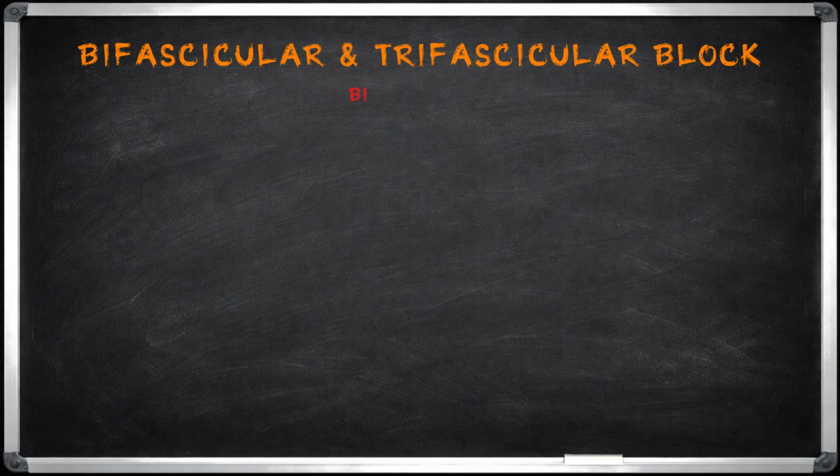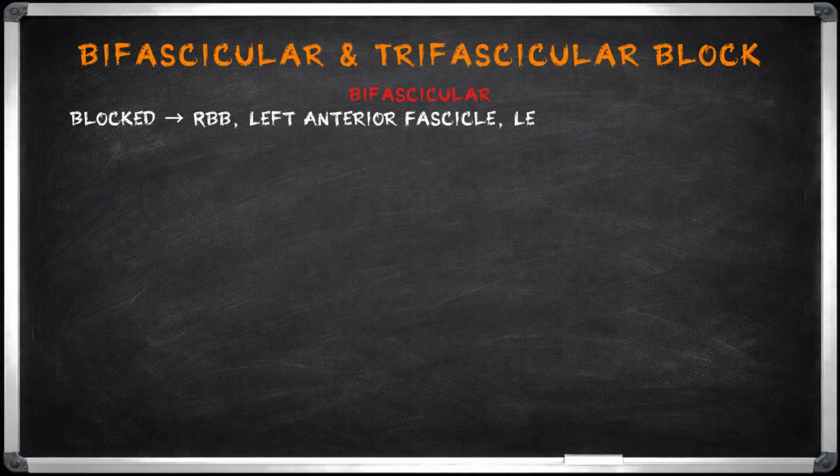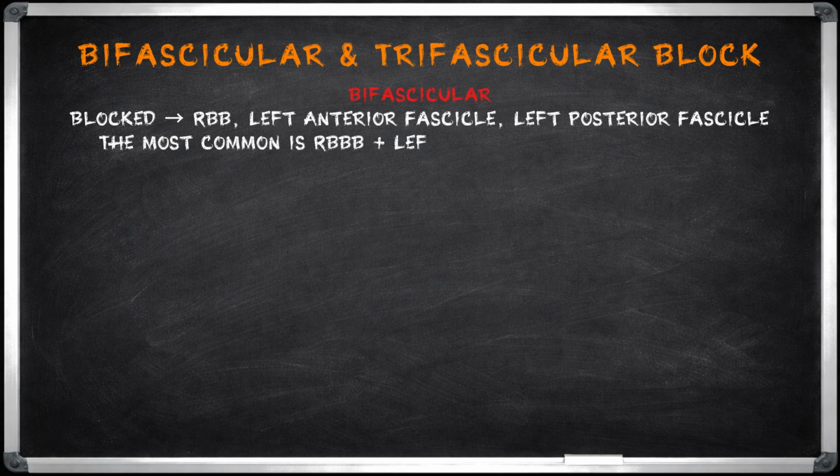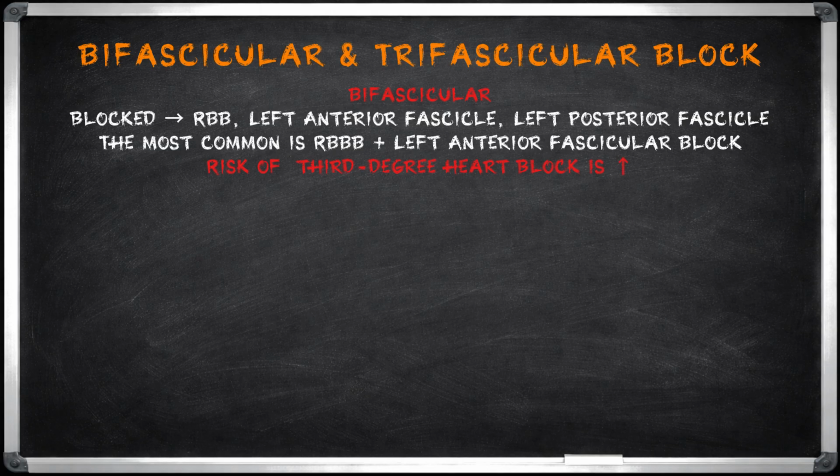Bifascicular block. Any two of these three pathways are blocked. Right bundle branch, left anterior fascicle, and left posterior fascicle. The most common is right bundle branch block plus left anterior fascicular block. Why does it matter? Because this conduction system is now on its last leg. The risk of progression to a complete third-degree heart block is high.